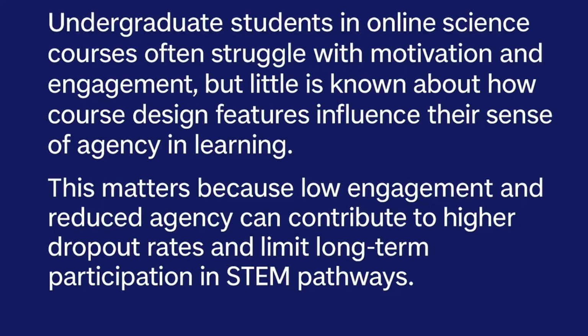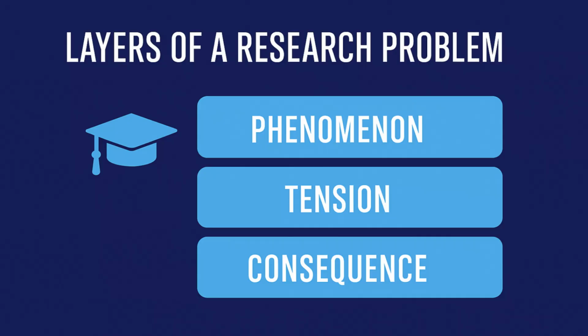Here is what it sounds like when you fill it in. Undergraduate students in online science courses often struggle with motivation and engagement, but little is known about how course design features influence their sense of agency in learning. This matters because low engagement and reduced agency can contribute to higher dropout rates and limit long-term participation in STEM pathways. The phenomenon is their students struggling with engagement. The tension is their unclear impact of course design on agency, and the consequence is their risks to persistence and participation in STEM at a larger scale.